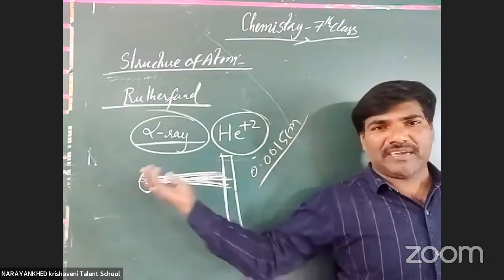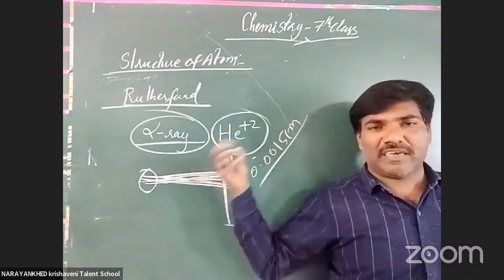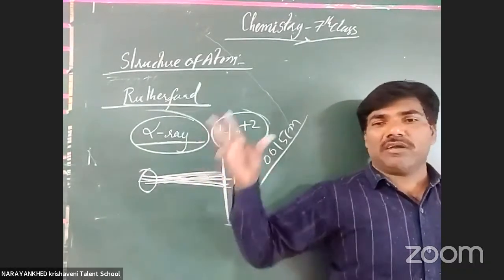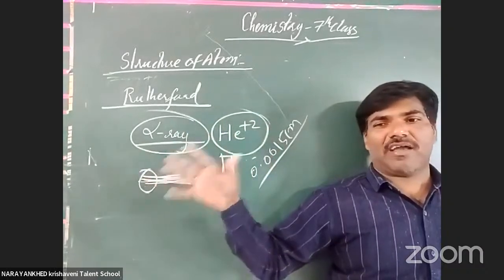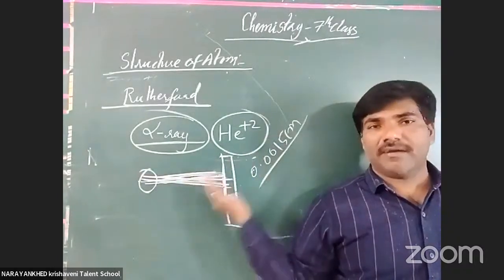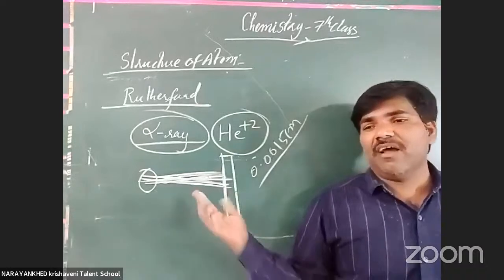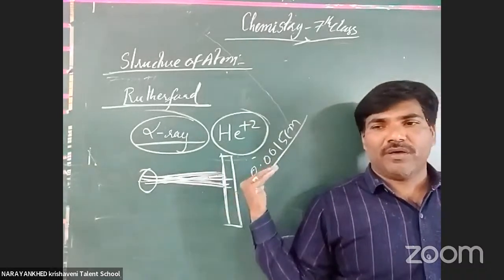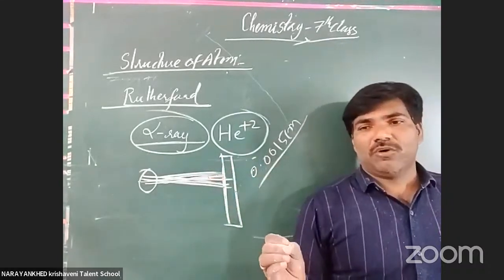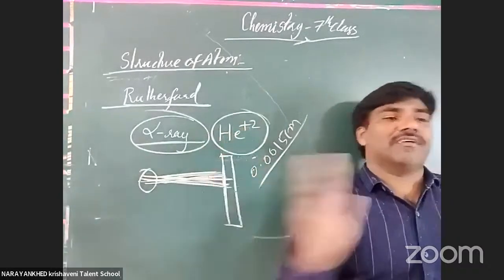He sent alpha rays onto it. Out of 20,000 alpha rays sent, 19,996 rays penetrated through it. So 98%, 99% of the rays penetrated through the gold foil. Only some particular rays were deviated from their original path. And one or two particular rays turned and returned back.